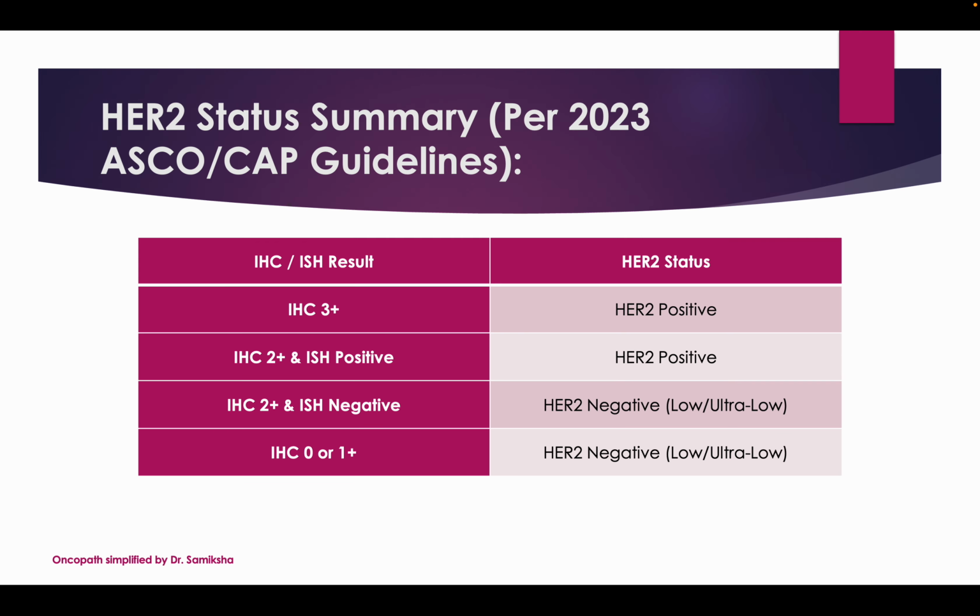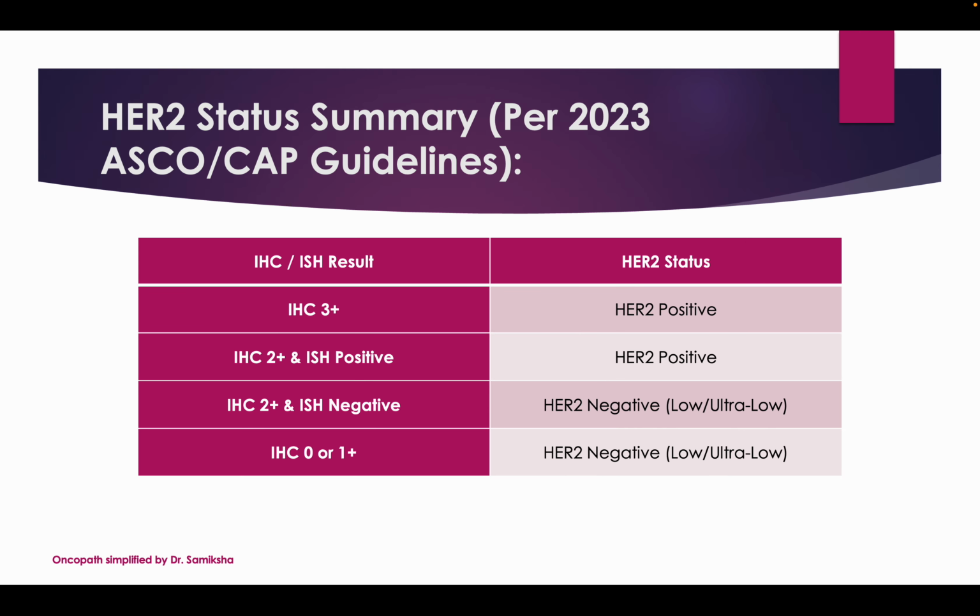To summarize, according to the 2023 ASCO CAP guidelines, which include both IHC as well as ISH results, HER2 status is defined. In IHC, if it's a 3 plus expression, you say that the tumors are positive for HER2. On IHC, if the expression is 0 or 1 plus, you say that the tumors are negative for HER2.